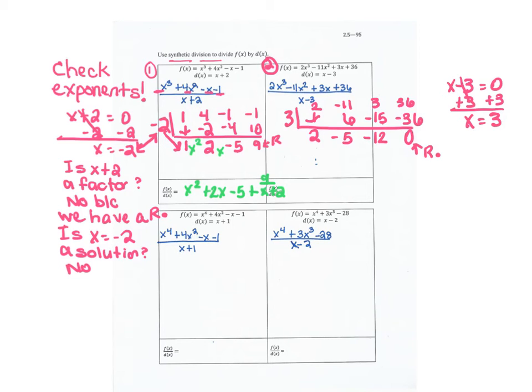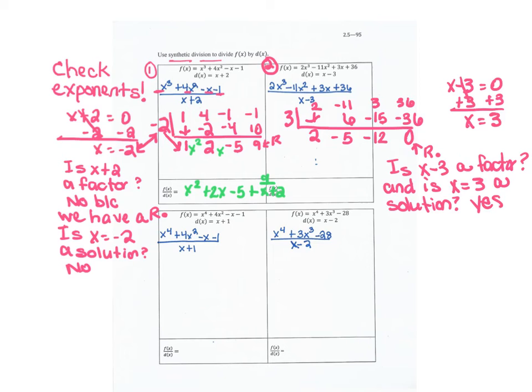So now, those same two questions: is x minus 3 a factor? And is x equals 3 a solution? Well, the answer to both of those is yes, because we had no remainder. So now that's my first one that I've been able to say I found a factor of my polynomial.